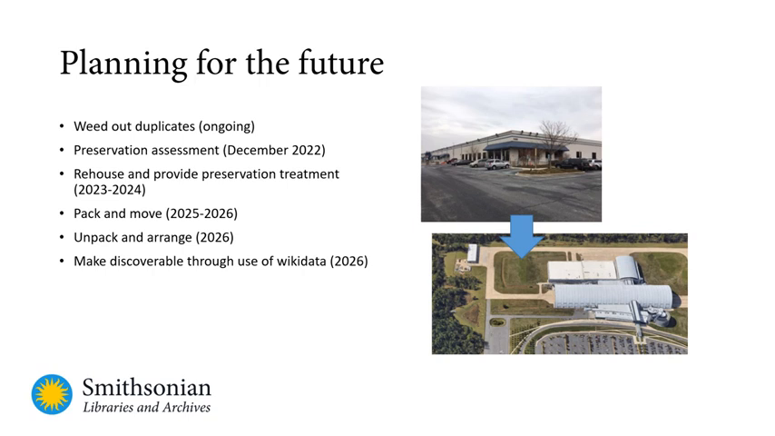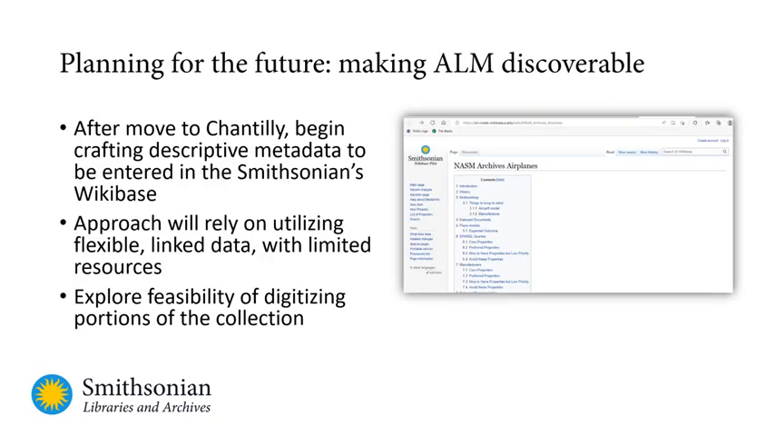After that, the last step is to make it discoverable using wiki tools. In this case, the Smithsonian's Wikibase. This is a bit tricky because we've been working with limited resources in terms of on-site people who have physical access to the collections and our cataloging unit. So flexibility in something that isn't particularly labor intense or requiring a high level of technical expertise is needed.